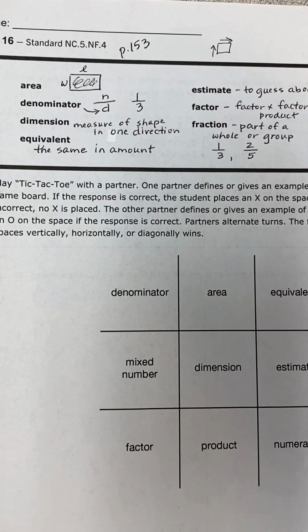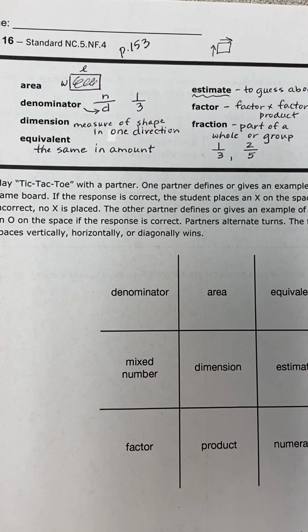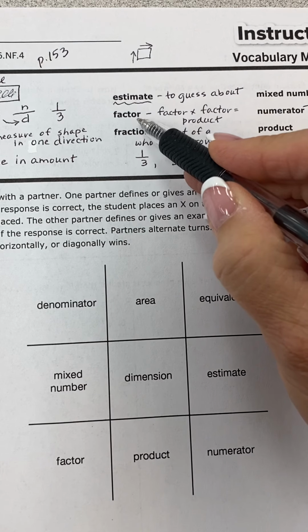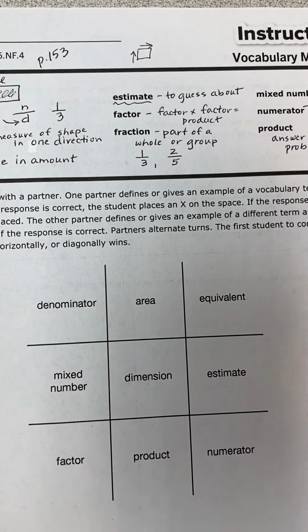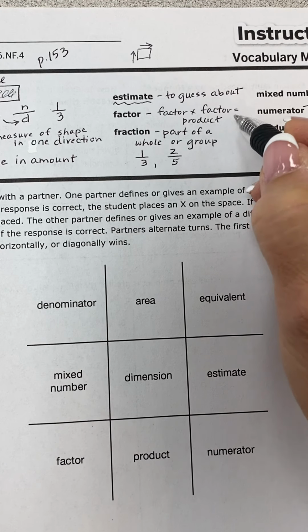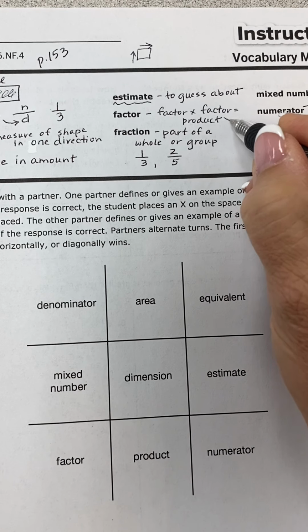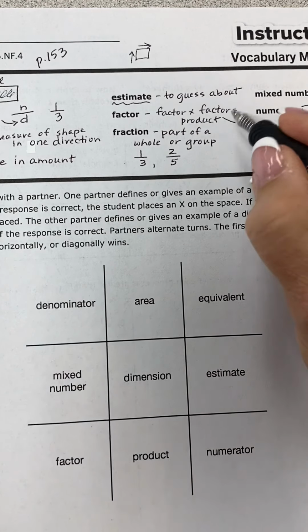And then equivalent means the same amount, the same as. Estimate, or an estimate, is to guess about, to estimate the value of something, to guess it. And we're going to talk about why estimating something is a value when we're doing fractions especially. Factor times a factor equals a product. Example, 2 times 3. 2 and 3 are both factors. The product is what? The product is the answer, which leads us to this one, the answer to a multiplication problem. So these two are kind of linked together.